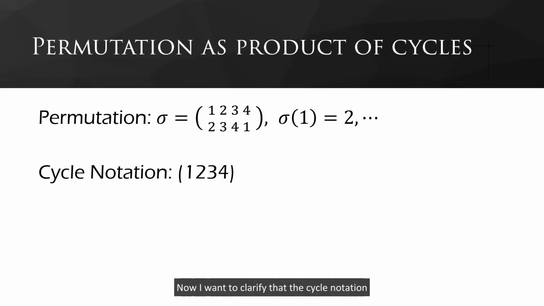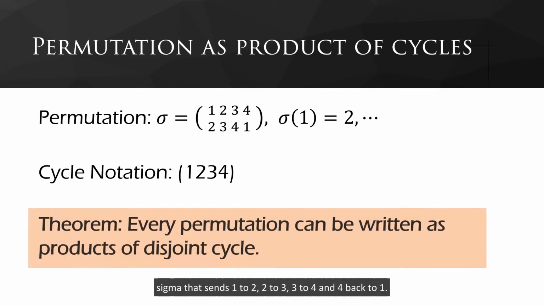Now I want to clarify that the cycle notation we've created above is not the only way to denote the permutation. Another way that is shown in various math books is to write the original value and the final value of an element into the big bracket, with the final value on the bottom. Or we can understand this as a function, sigma, that sends 1 to 2, 2 to 3, 3 to 4, and 4 back to 1. The cycle notation is shorter in length, but sometimes, as we'll see soon, is less straightforward.